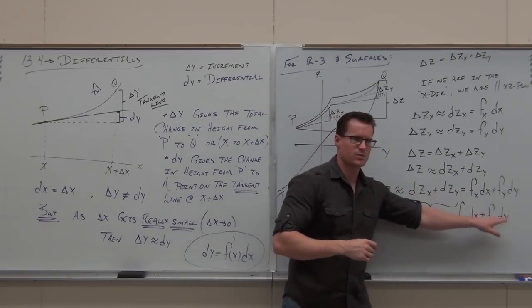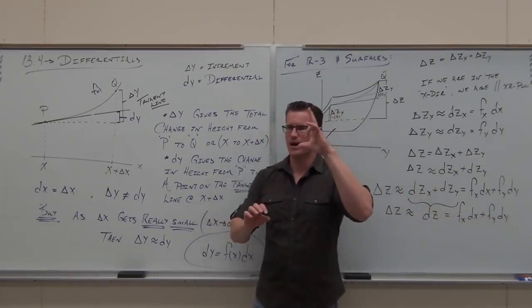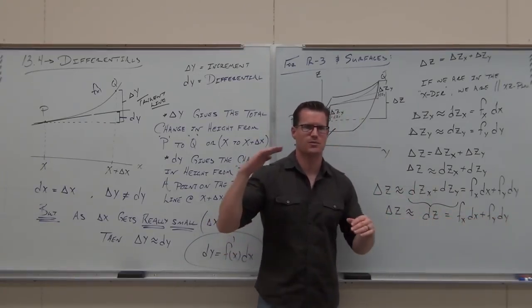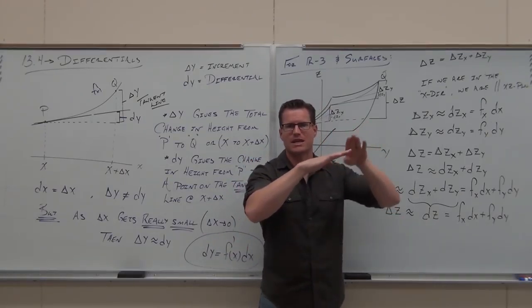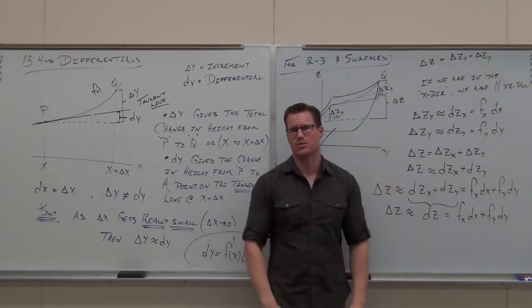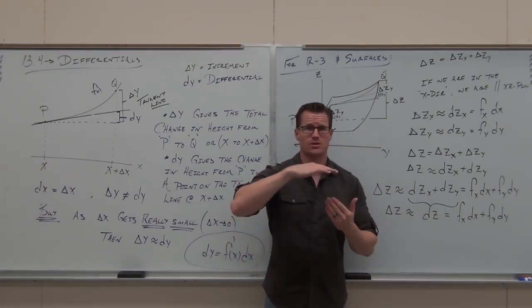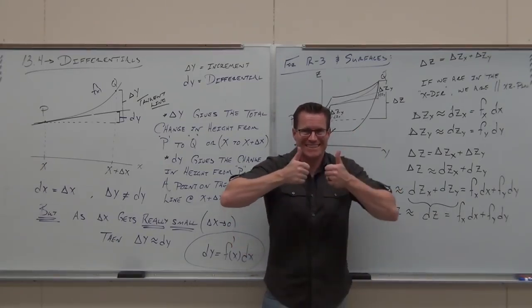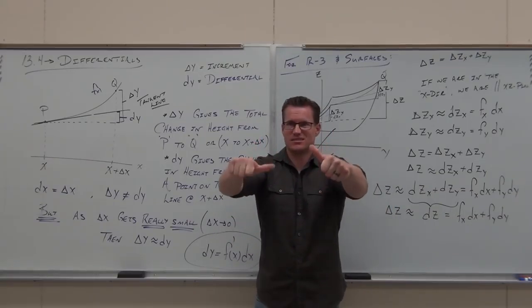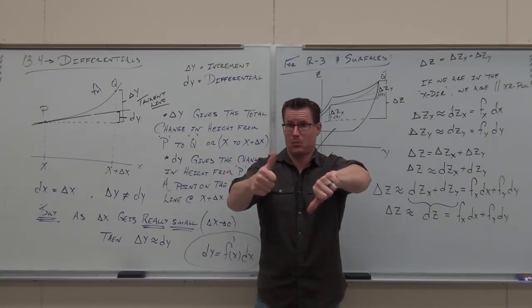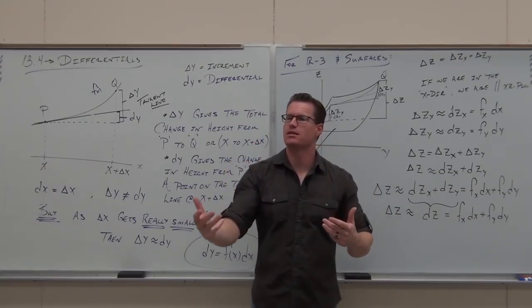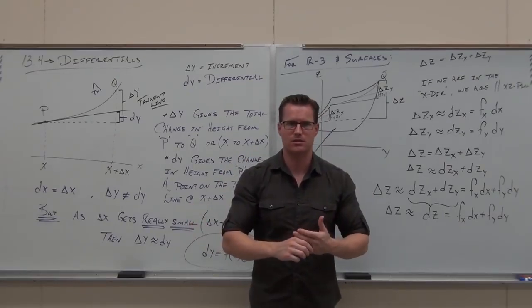Slope times run plus slope times run gives me 2 heights. I add the heights together. I get the change in heights from the slope of the tangent lines, held constant in planes. That gives me a real good approximation for the change in height between 2 points. Do you understand the concept behind it? For real, like honestly, do you get it?